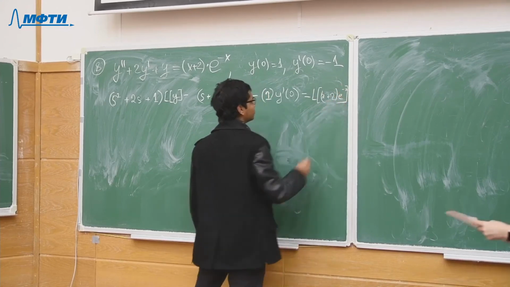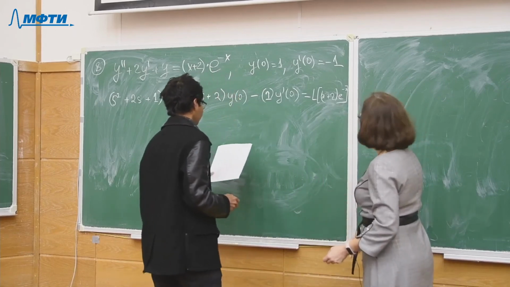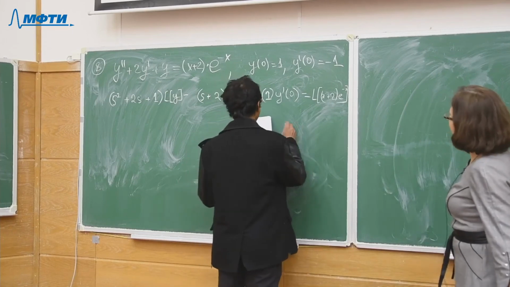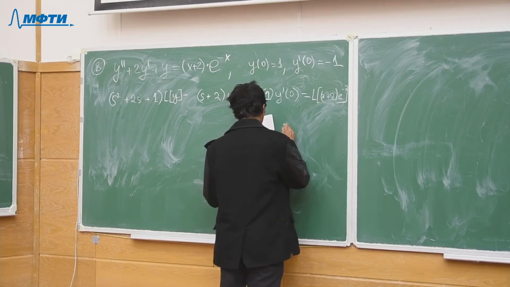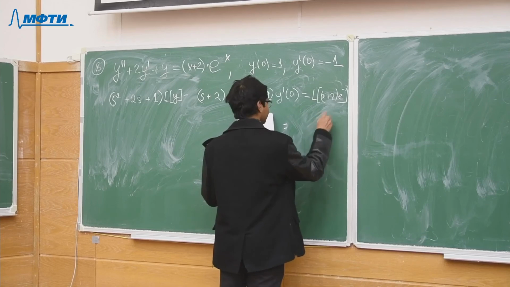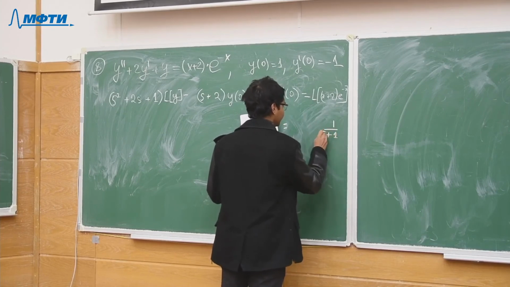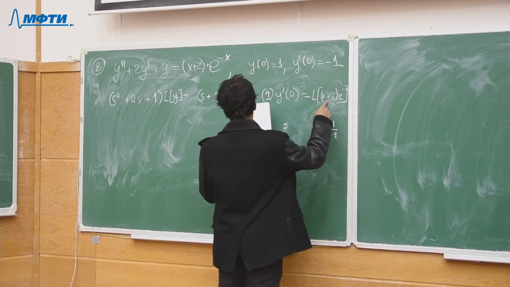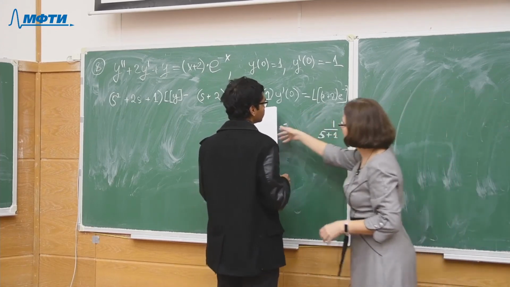You may use the table if you want, or linearity, right, to obtain this. S plus one, and x plus two. So we have a linearity, and if you multiply by x, then you take the... just a moment, I'll show you.